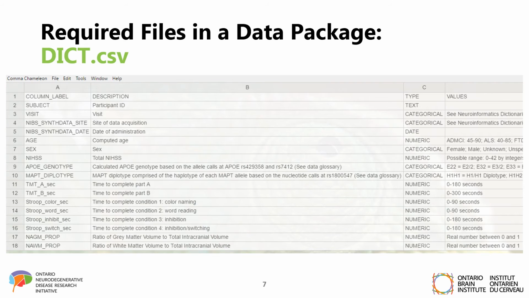Dictionary files are also required. They are tabular CSV files that map and describe the variables in the data file. Continuing to use the synthetic data package as an example, the first column of each row lists the variables included in the data file. These variables correspond to the columns of the data file. A brief description is given for each variable, and the variable type is also given. The values column lists ranges for data points expected for each variable.